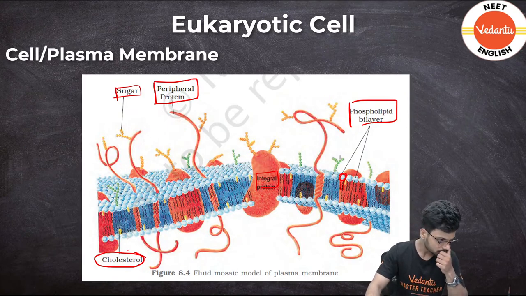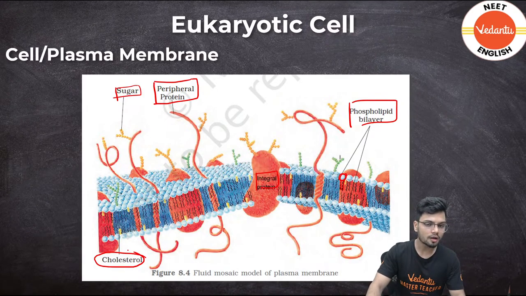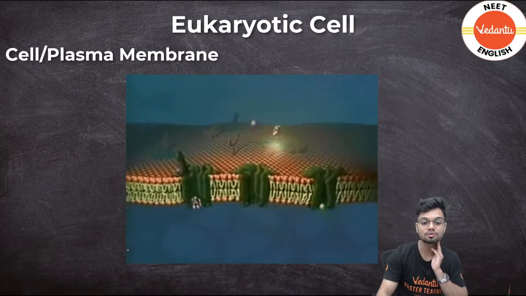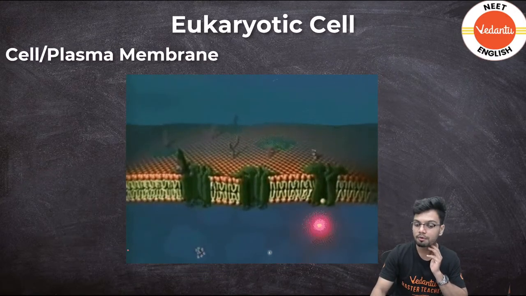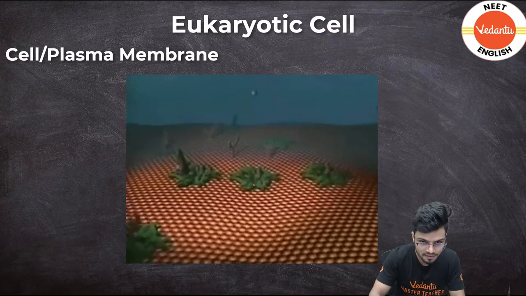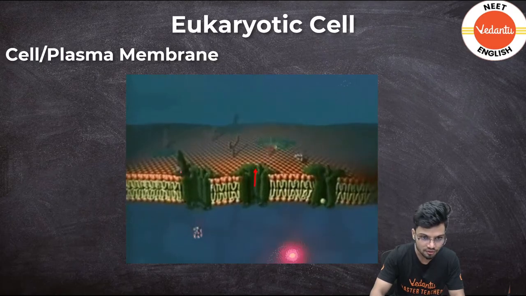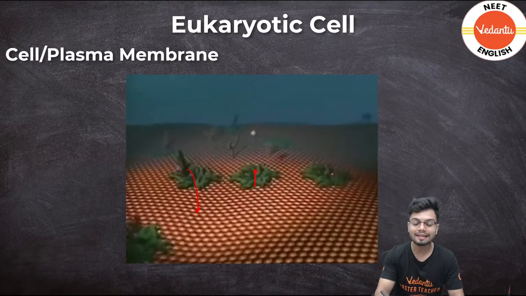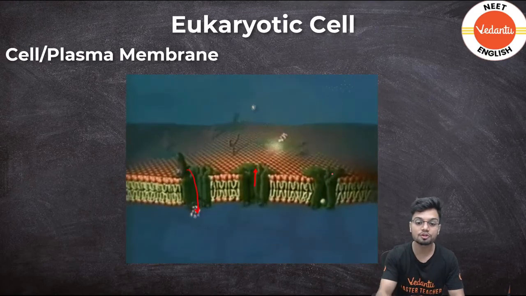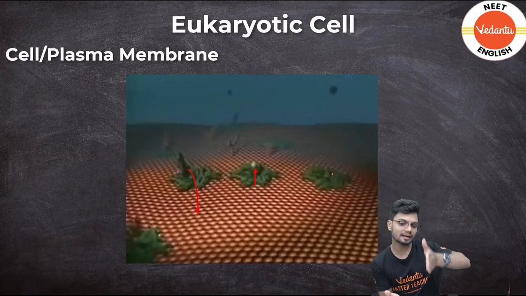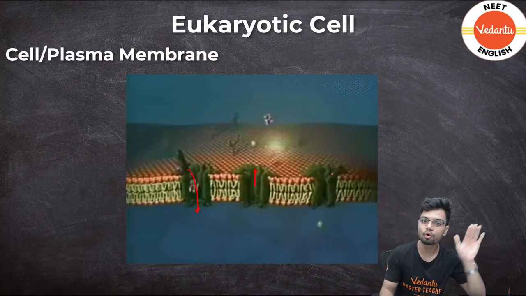Now, one point I didn't teach you here. That is the movement. There are actually two types of movements here. Before I teach you movement, I want everyone to look at this animation. Can you see? Through this integral protein part, things are going in and out of the cell. That is the function of your plasma membrane. That is, it is selectively permeable. It makes sure certain things enter inside, certain things go outside.